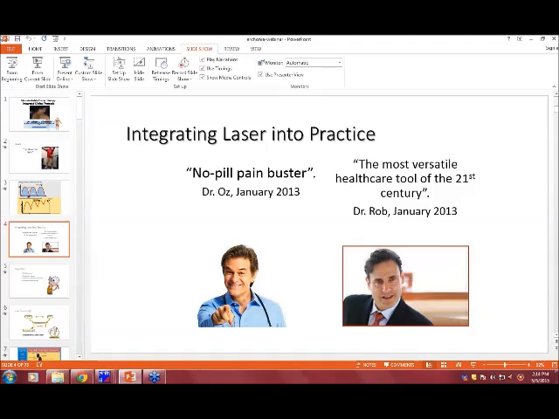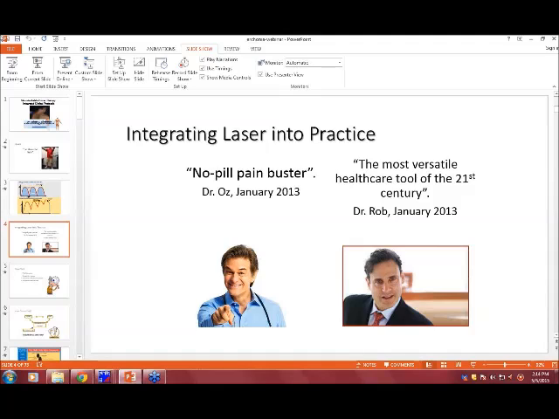Oz cleverly called the Aconia low-level laser the no-pill pain buster. Unfortunately for me, I wasn't on the Dr. Oz show at that point, but I said it was the most versatile healthcare tool of the 21st century. So you're seeing two different concepts. Dr. Oz really coined it, decreasing pain. I'm talking about its versatility, and the ability actually to carry it anywhere you want.